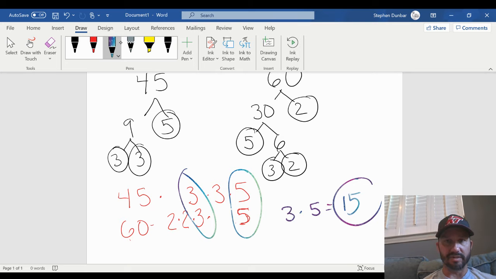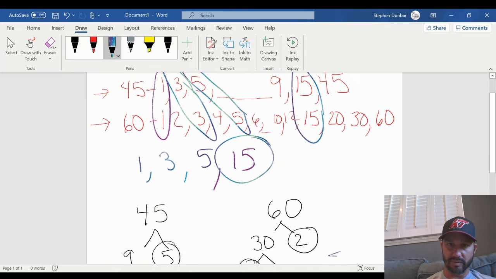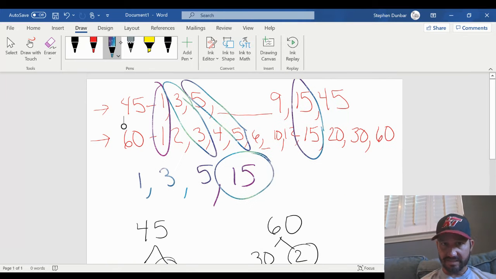I personally prefer this method because with the listing method, you tend to sometimes forget pairs of factors. And if, for example, on 60, you missed that 4 times 15 is 60, then you would have gotten your greatest common factor wrong. Okay, so now we're going to look at the practice problems.